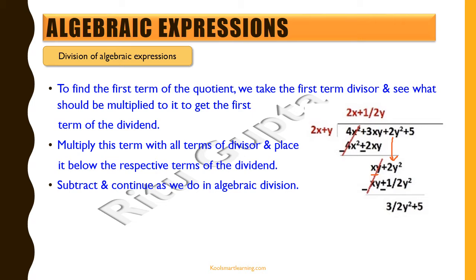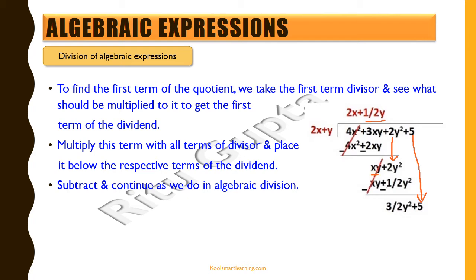So we again see what is to be multiplied with 2x so as to get xy, and that is half y. So we multiply the same way and we get half y. We multiply half y with 2x plus y, we get xy plus half y square. And we now again see that xy gets cancelled out, and we subtract half y square from 2y square to get 3 by 2y square, and we again bring down this term 5 here.